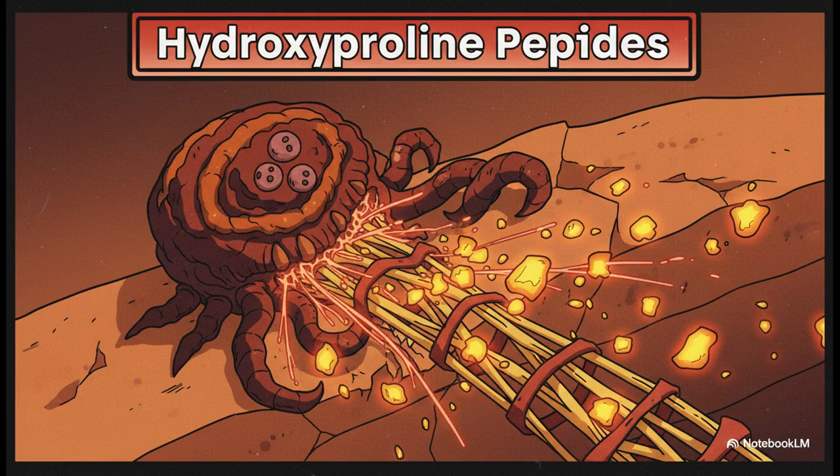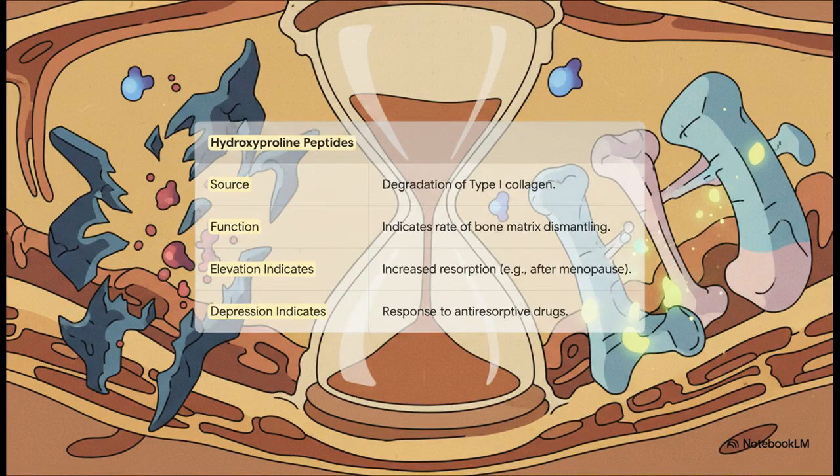Let's start with another classic, a urinary marker that is a direct piece of rubble from that same collagen framework we were just talking about. So, hydroxyproline, an amino acid that's packed into collagen. When osteoclasts get to work breaking down the bone matrix, these peptides get released, and eventually they're excreted in the urine. So a high level is a very clear sign of increased resorption, a process we know speeds up after menopause. But what's maybe even more important is that a decrease in hydroxyproline is a key indicator that our anti-resorptive drugs, like bisphosphonates, are actually working.